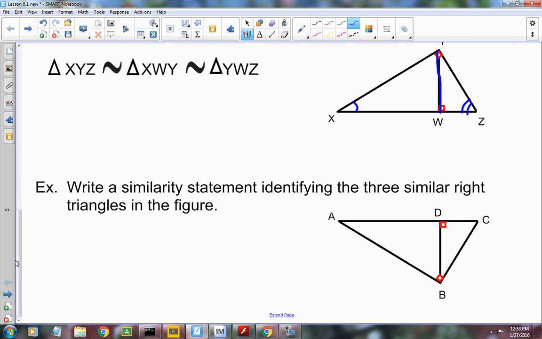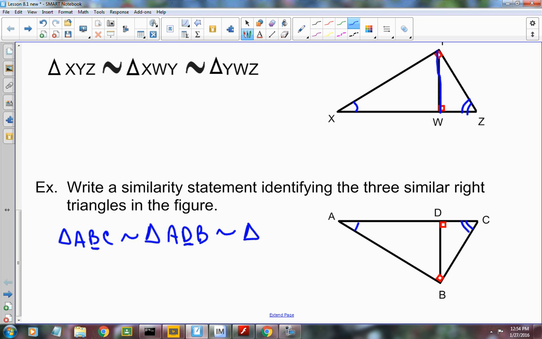So let's write a similarity statement identifying the 3 similar right triangles in the figure. Now all I've done is basically flip this over. I'm going to just identify those so I can keep them straight. If I looked at the big picture, I would have triangle ABC. And it's similar to, how would you label the medium-sized one? Not ABD, it would have to be ADB. The reason is because the B is the right angle in the big triangle, so your D is the right angle in the medium-sized one, and they both share A. What about the small one? What would it be?